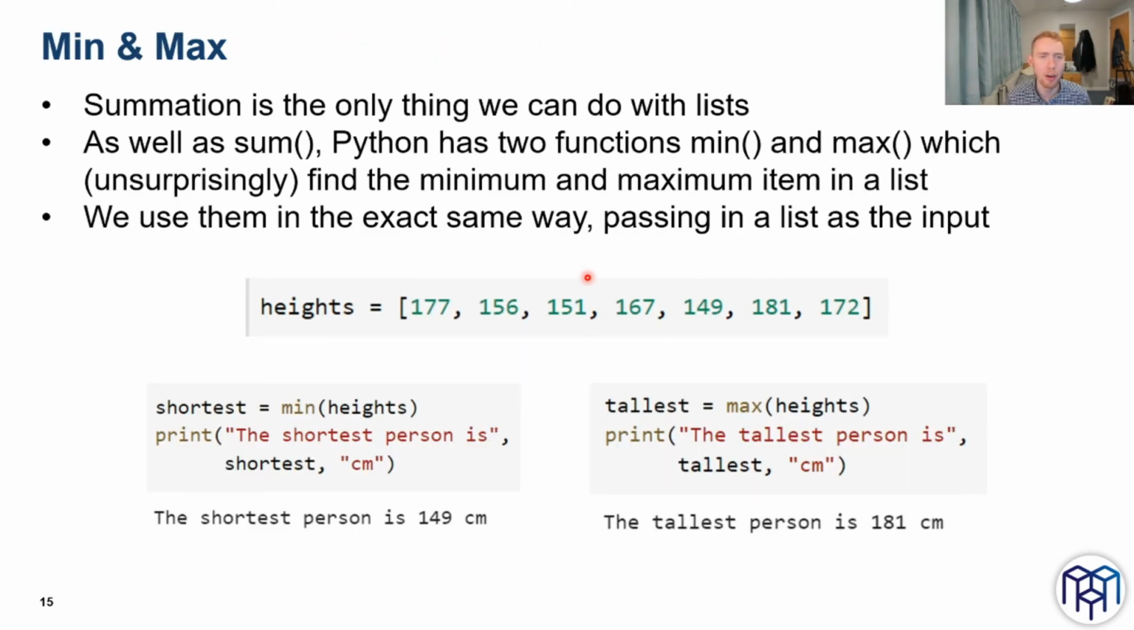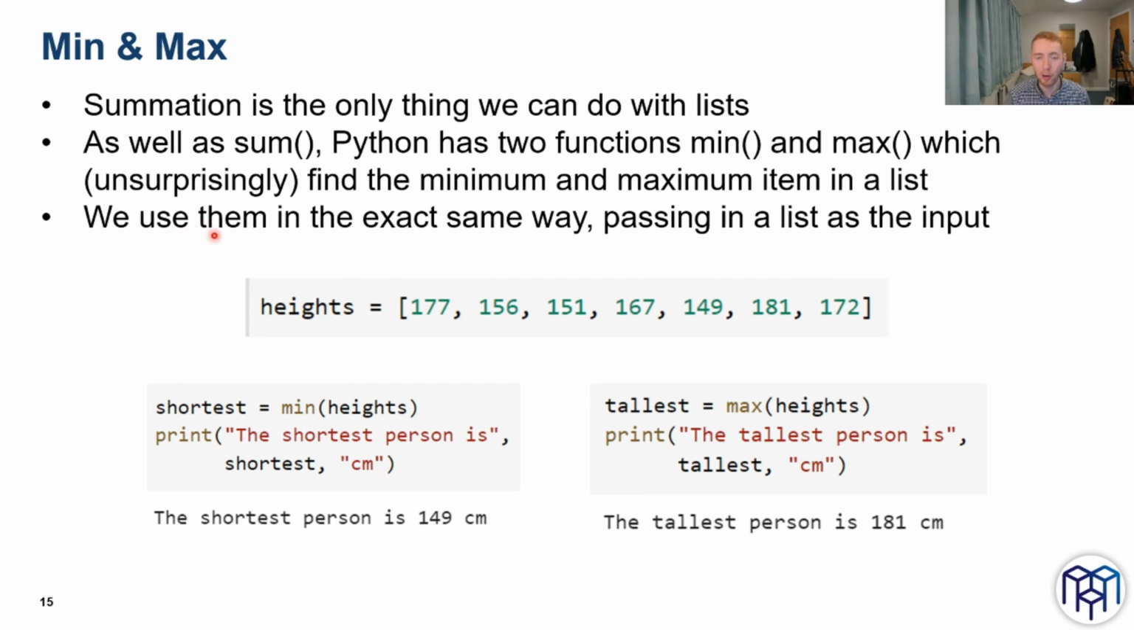Okay, and so just as with the sum function, there are functions in Python for calculating the minimum and maximum values in a list. And those are, quite unsurprisingly, min and max. And so we use them in the exact same way by passing a list into them as their only input.